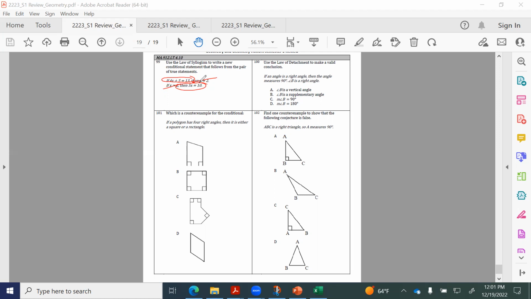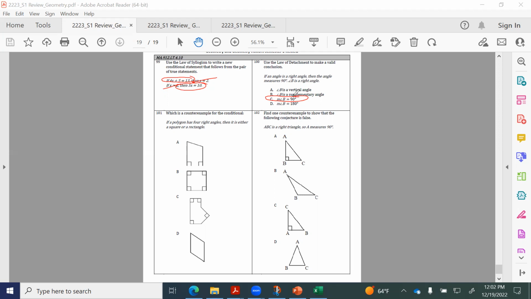100. Use the law of detachment to make a valid conclusion. If an angle is a right angle, then the angle measures 90 degrees. Angle B is a right angle. Therefore, angle B measures 90 degrees. So we're just using the original statement and applying it to the statement that they're giving us.